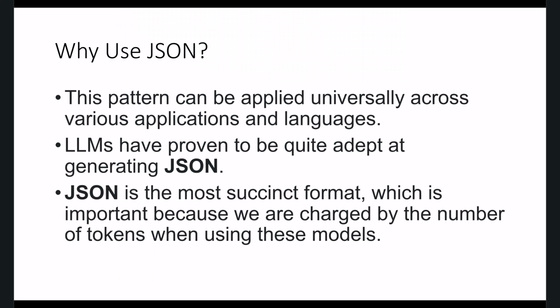In this example, we could have used LLMs to create the C# code to create the tree directly, but we chose to use JSON for several reasons. First, this pattern can be applied universally across various applications and languages. Second, LLMs have proven to be quite adept at generating JSON. Lastly, JSON is the most succinct format, which is important because we are charged by the number of tokens when using these models. By leveraging the capabilities of LLMs in generating JSON representations, we can build applications that are more user-friendly and efficient.